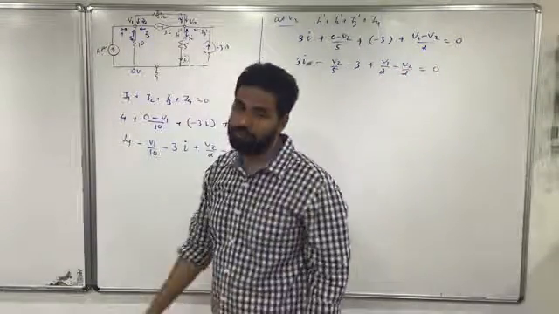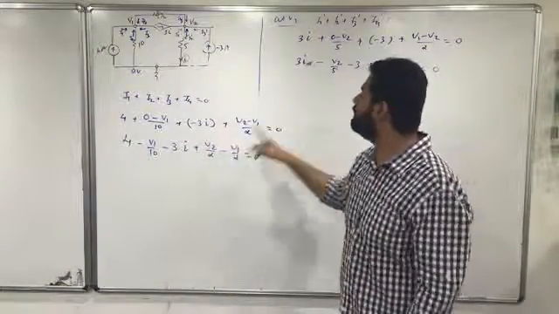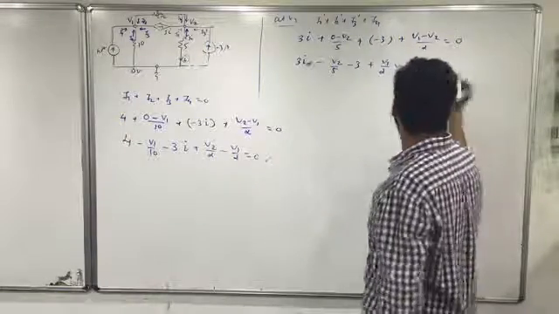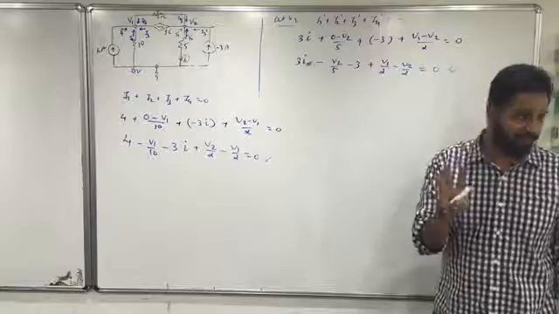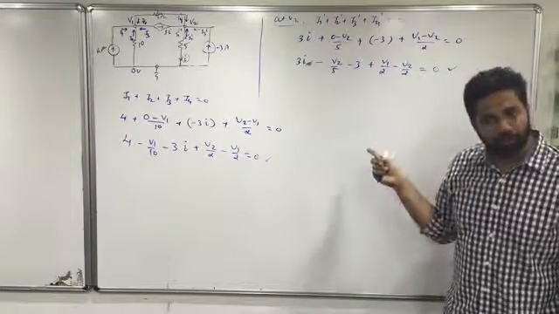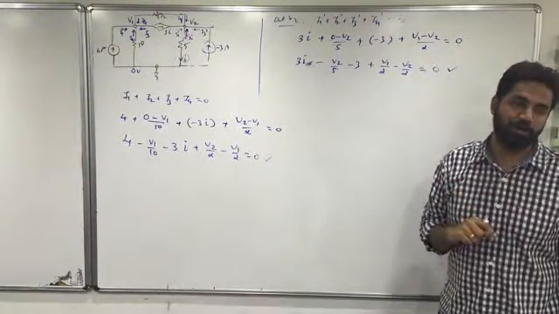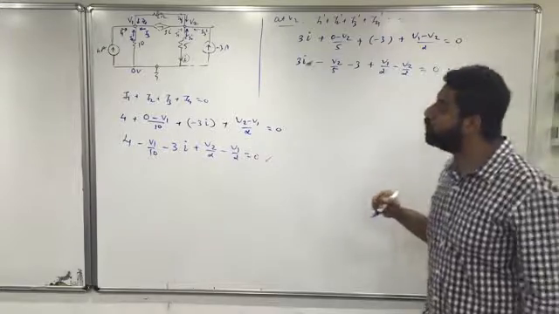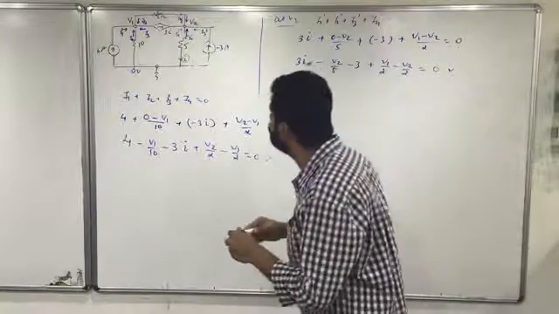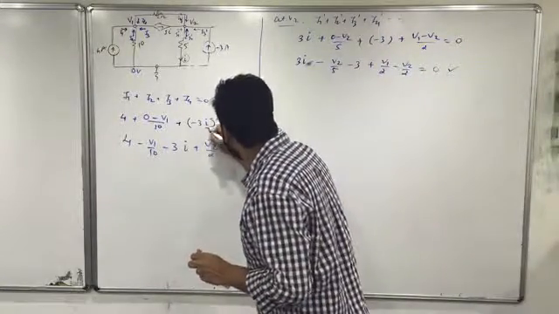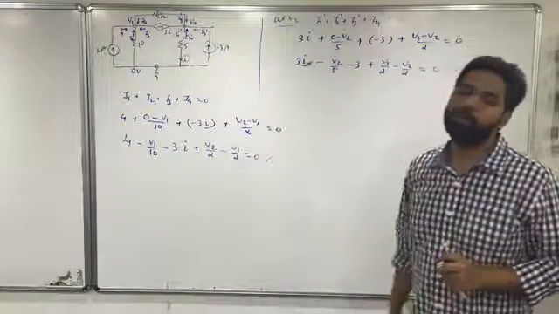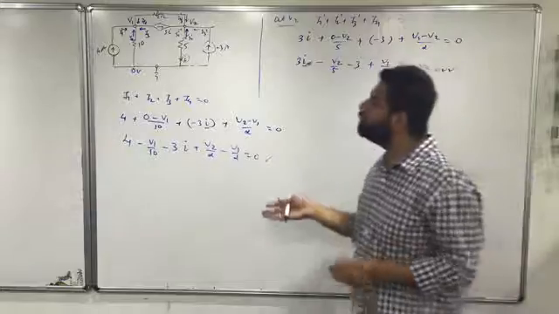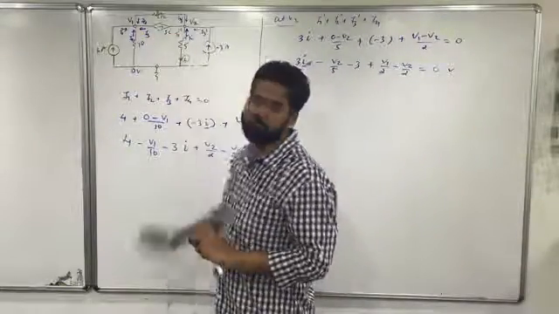I have got the second equation. I have a total of 2 equations with me, equation number 1 and equation number 2. How many unknowns do I have to solve? I have to solve 3 unknowns. Is it possible to do this? No, it's not possible. So what am I supposed to do? I have to replace this I in terms of known quantities or some other two variables, that is V1 and V2.